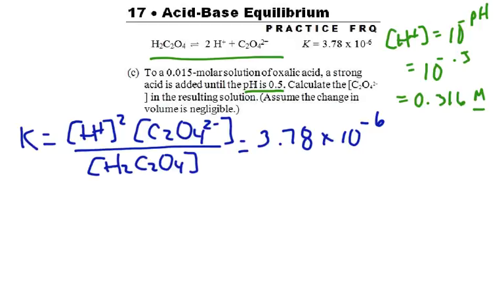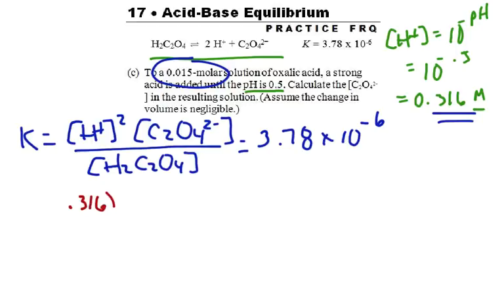Now from here, we already know that the H plus concentration is 0.316. We are looking for C2O4 2 minus, and in the problem it states that the concentration of the solution is 0.015. Now officially it's 0.015 minus the amount that dissociates, but the value is really, really small. So we're going to ignore this, and we can go back and see if that was a good idea later on.